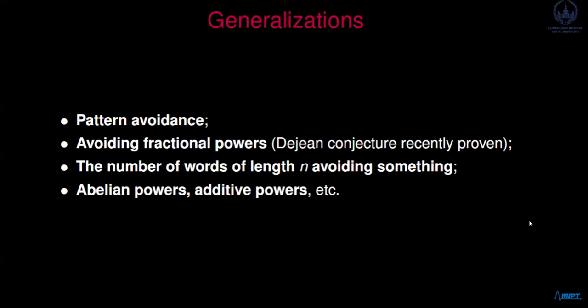A related concept is avoiding fractional powers, which are repetitions of parts of a word in non-integer amounts. For instance, avoiding 3 over 2 powers means constructing words where no subsequence appears 1.5 times consecutively. The famous Dejean conjecture about fractional powers was recently proven, opening up new avenues of research in this area.